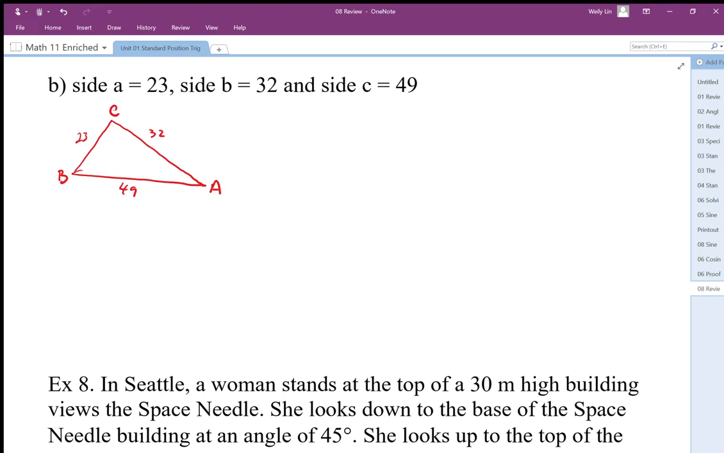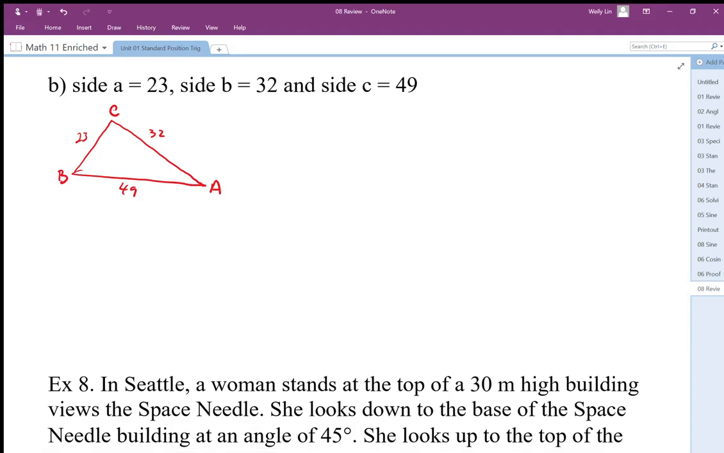Triangle here, we've been given the three sides: 23, 32, 49. I've drawn them, and this is relatively accurate. 23 is the short side that goes with angle A. 32 is the middle side that goes with angle B, and 49 is the long side that goes with angle C. So we need to find the angles.